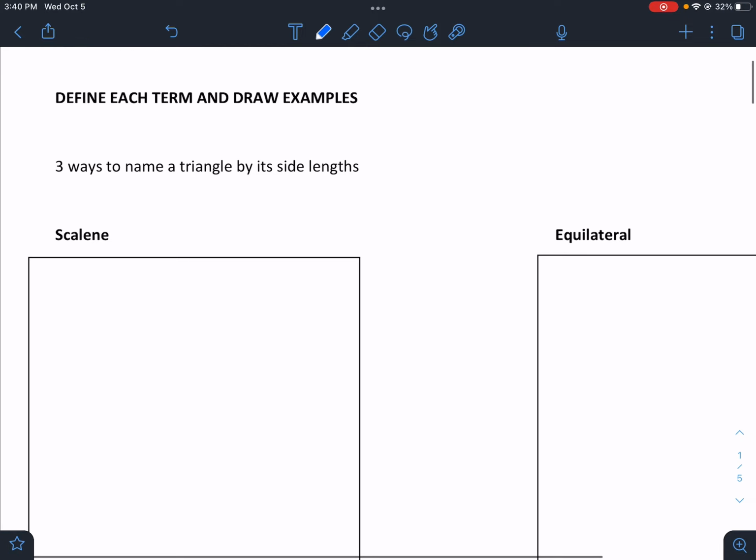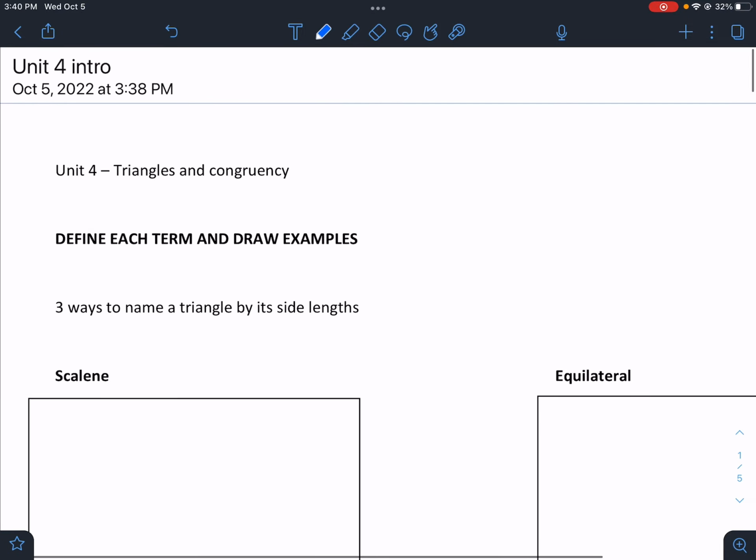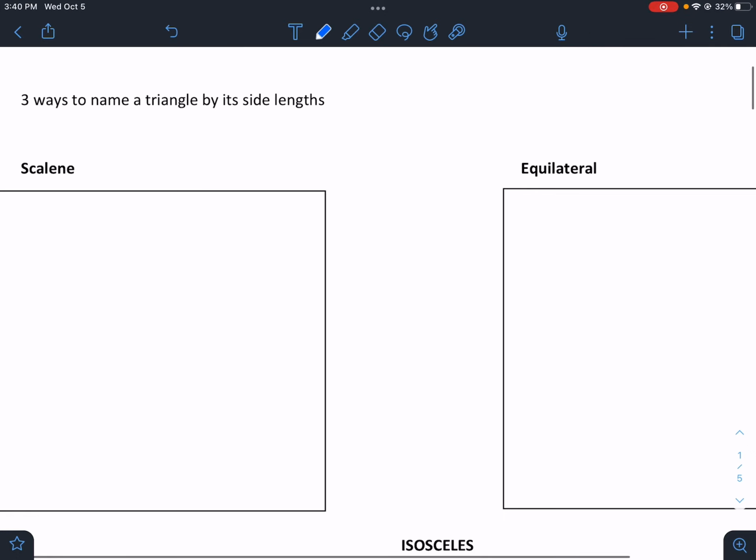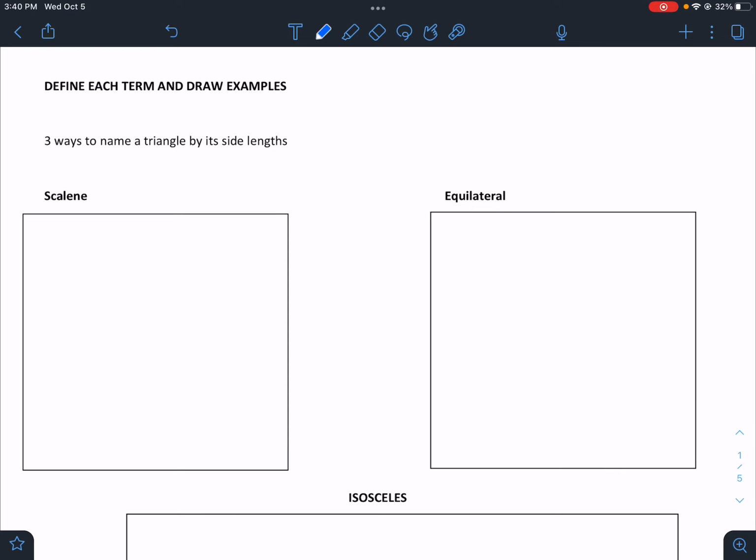How do we know when triangles are congruent? We'll be talking about that a different day. For right now, though, we're going to be talking about triangles in general. So let's start with how do we name triangles? We have 3 ways to name triangles by their sides.